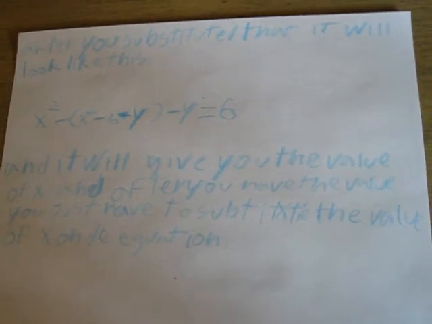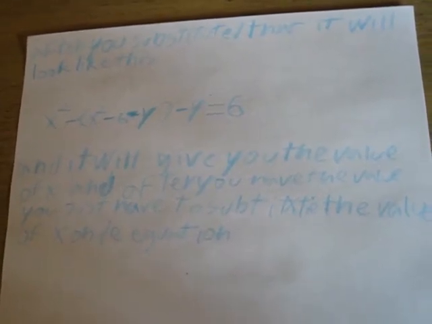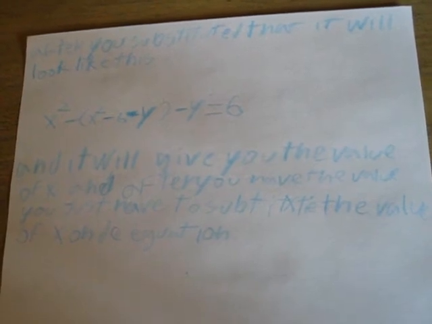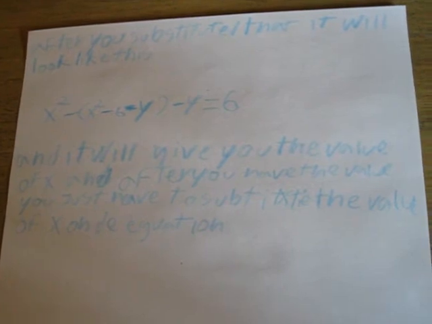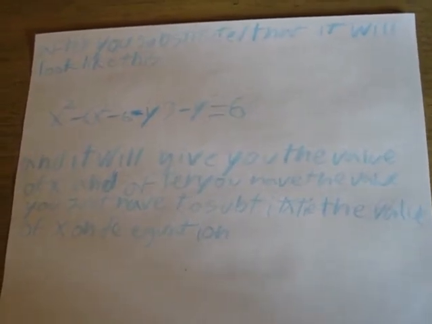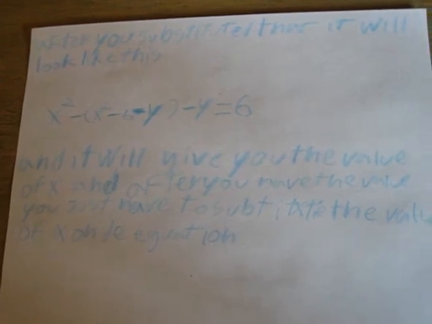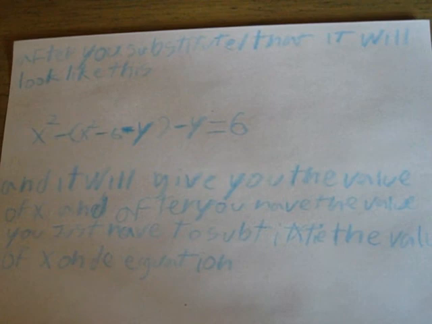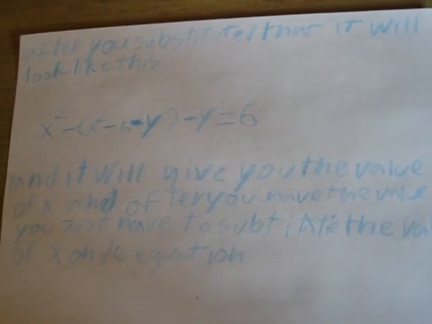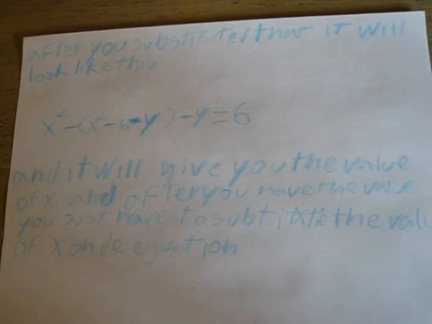After you substitute the x, it will look like this: x squared minus x squared minus 6 minus y equals 6. And it will give you the value of x, and after you have done that, you will have the value of x, and then you just have to substitute the value of x on the other equation, and you will have the result of y.